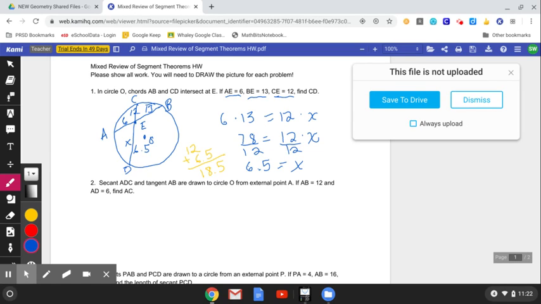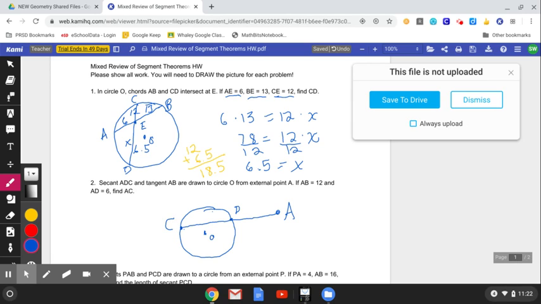Okay, so secant ADC and tangent AB are drawn to circle O from external point A. I'm stopping right there. I don't really care about the measurements and stuff right yet. I just know that I have a circle. It's called O. And there's an external point out here called A. And there's a secant that's drawn to it. So this requires me to know what a secant is. Remember, a secant is similar to a chord, but extends to some external point. That's secant ADC. So I can call this D and I can call this C.